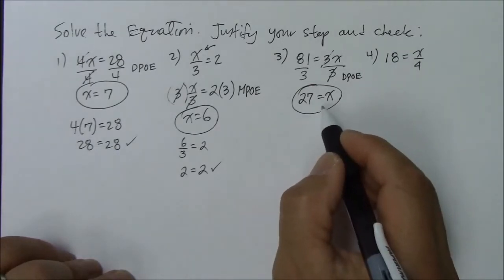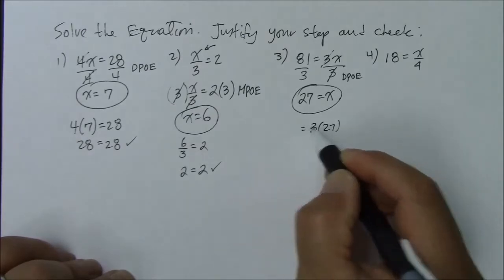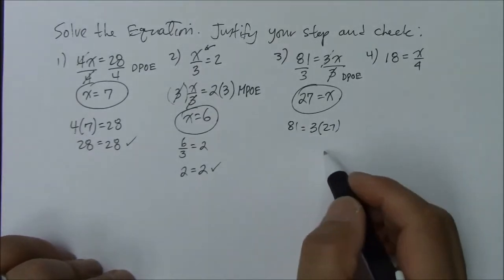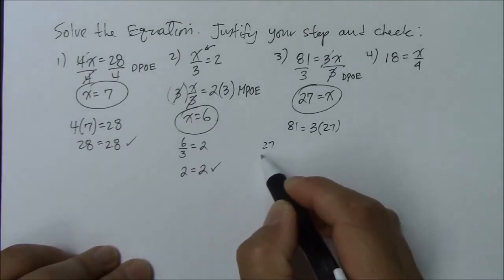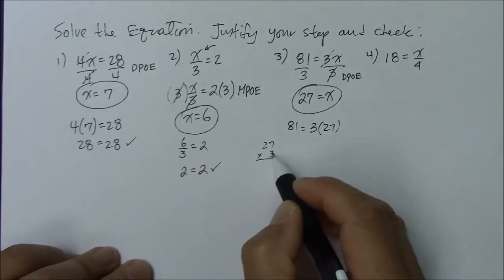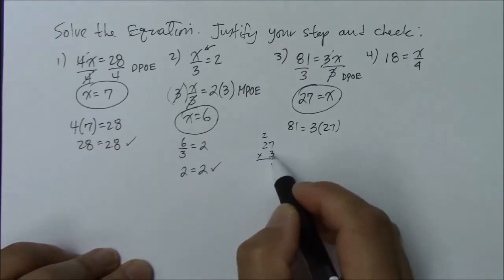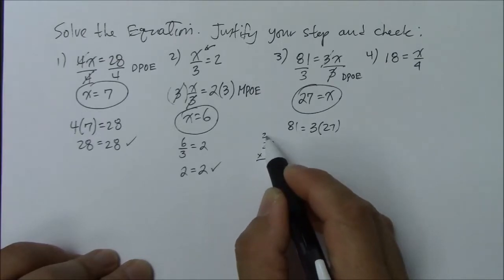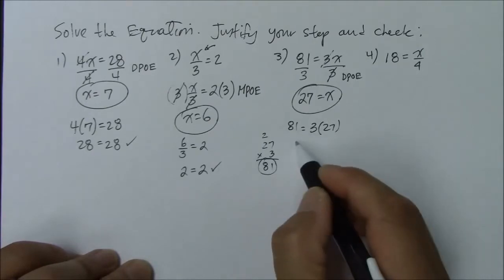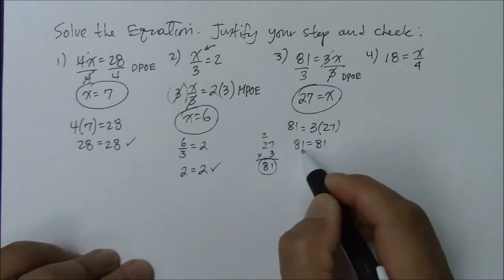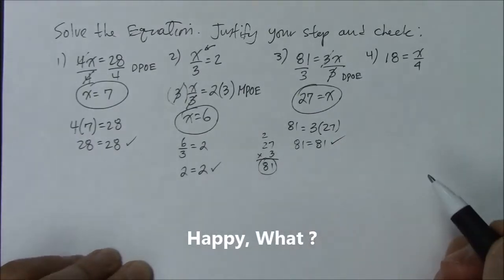Let's check. So 3 times x, which is 27, does that become 81? Let's do the vertical way that we learned back in elementary school. The big number goes on top times the 3. 3 times 7 is 21. The second number comes down, the first number goes up. 3 times 2 is 6. 6 plus the number carried over, 2, is 8. 81, there it is. So 81 equals 81. Left and right is same old, same old. Everybody's all happy.